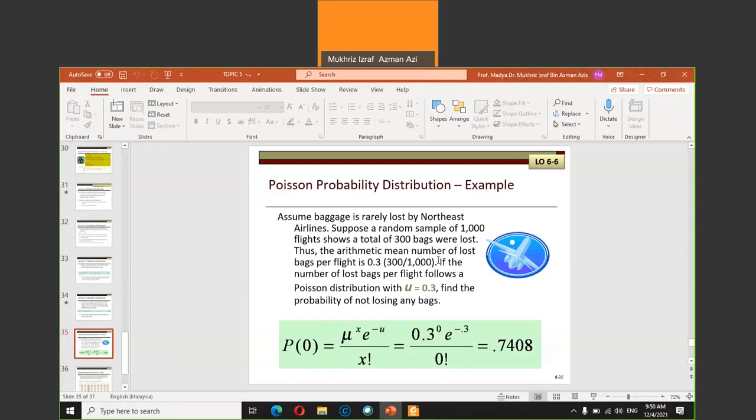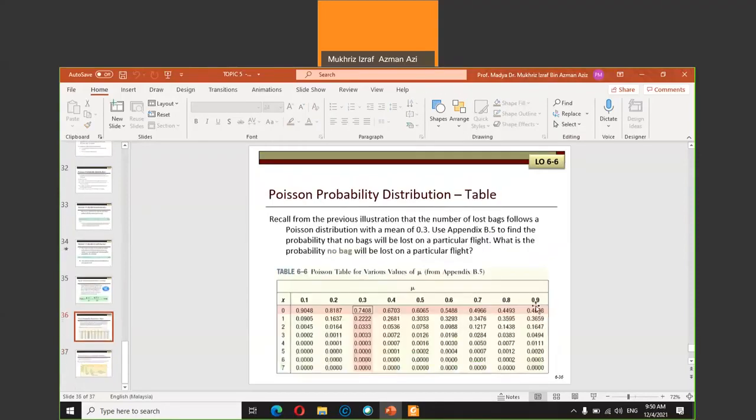Usually the question will not be like this. In most of the questions in your textbook, or in your quizzes or tests, the value of mu will be provided directly, not in this way where you need to calculate from this information. So let's look at another.